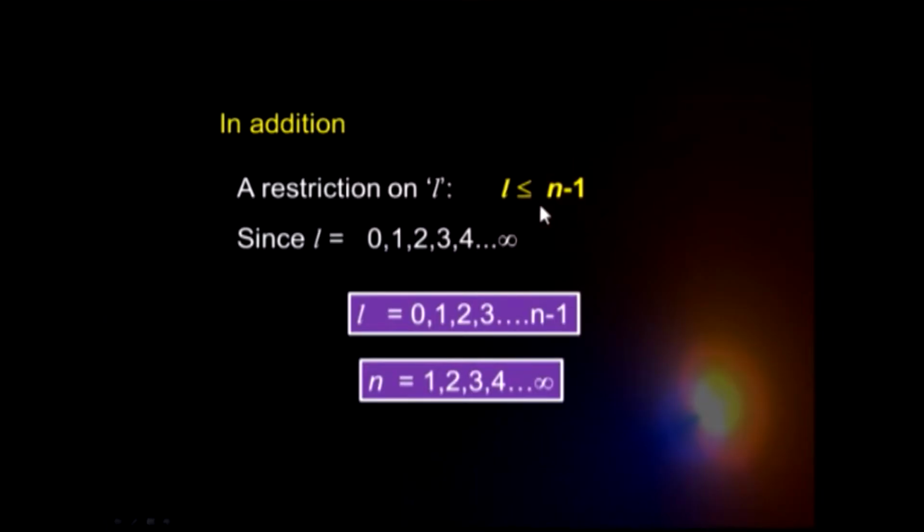When we do that, what we find is that the restriction on L is that it has to have a value less than or equal to n minus 1. What it implies is that L can have values 0, 1, 2 up to n minus 1, where n has values of positive integers 1, 2, 3 up to infinity. So what do we get? We get 3 sets of quantum numbers.